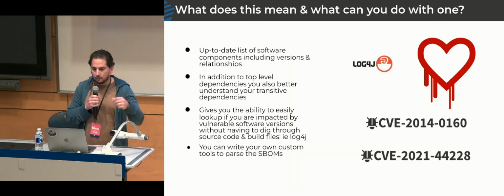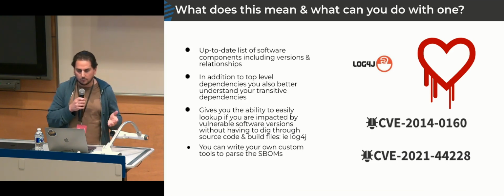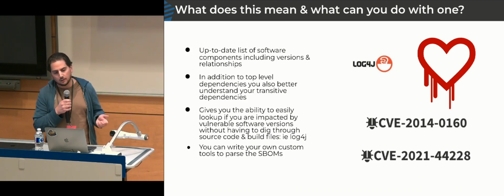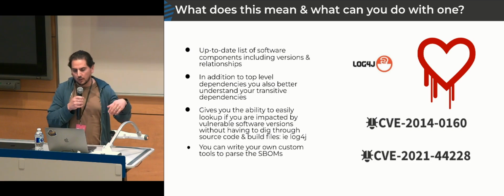So what does this mean right off the bat? Just by generating SBOMs, without doing anything else, what does this give you? Well, you have an up-to-date list of software components, including versions and relationships. Not only do you know your top-level dependencies, which are pretty easy to get from a package.json file, but you also have a list of all your transitive dependencies, and those dependencies' dependencies, and so on and so on.